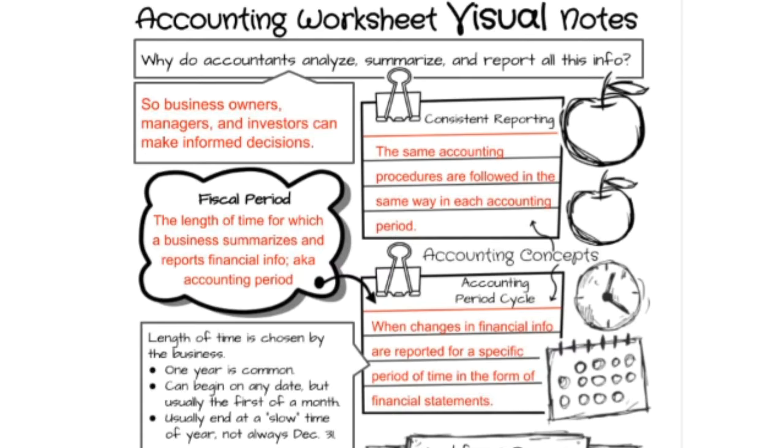Again, the length of time is chosen by the business. 1 year is common, can begin on any date, but usually the first of a month, usually ends at a slow time of year, not always the end of the calendar year, December 31st, but typically the slow time of year for that particular industry or that particular business.